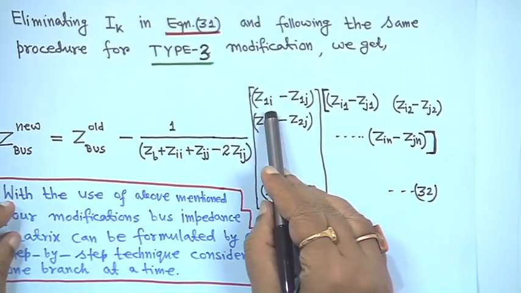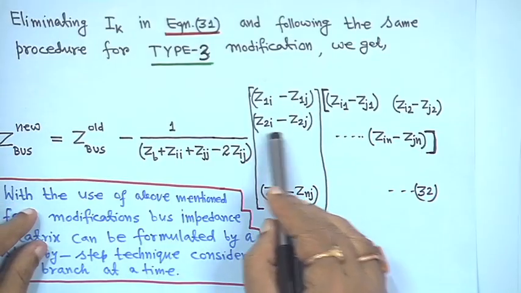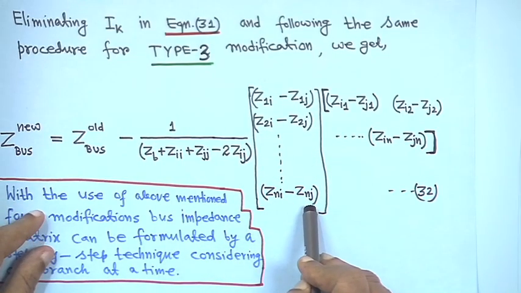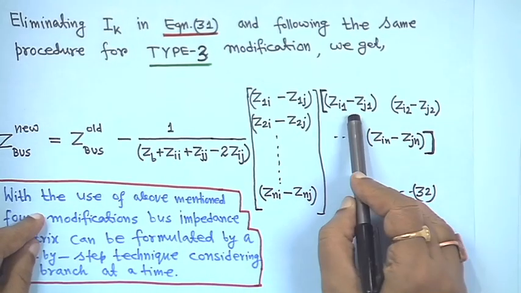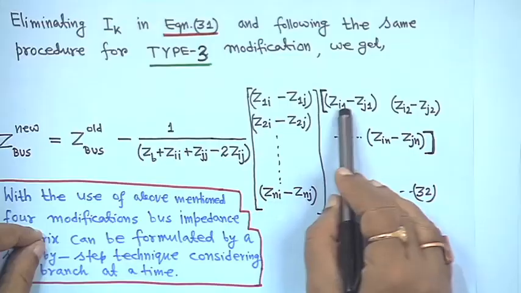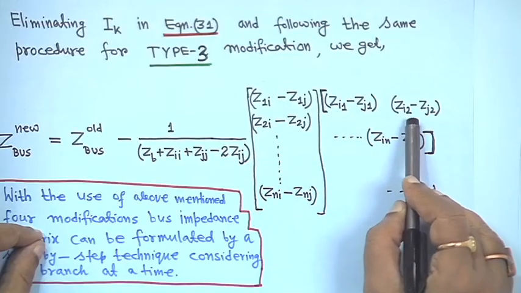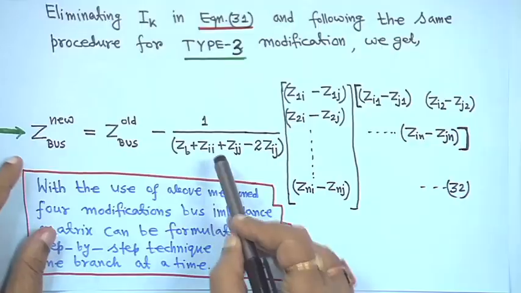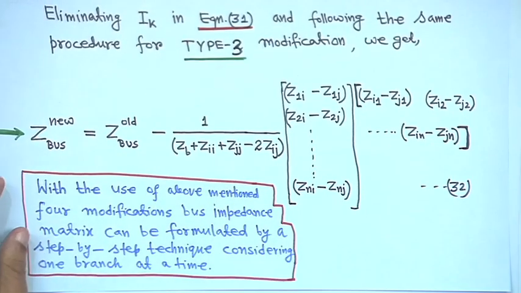It will become Z 1 i minus Z 1 j, Z 2 i minus Z 2 j, up to Z n i minus Z n j, and into it will be Z i 1 minus Z j 1, Z i 2 minus Z j 2, up to Z i n minus Z j n. So, this is actually the type 4 modification.